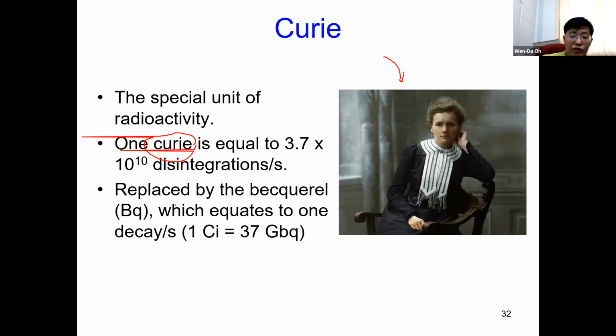After that, of course, this unit is replaced by the Bq, becquerel. And this 1 Ci, this is Curie, is equal to 37 gigabecquerel. This is generally the conversion.